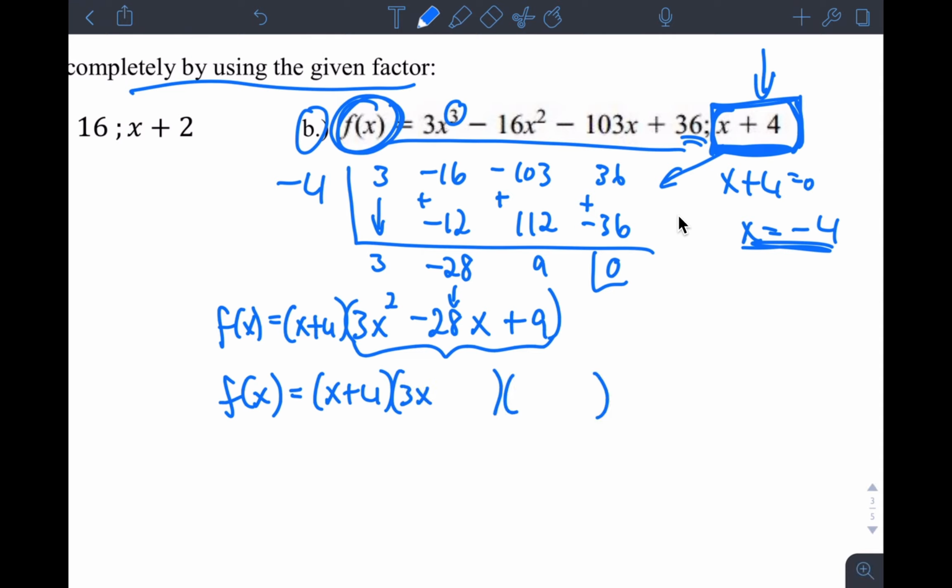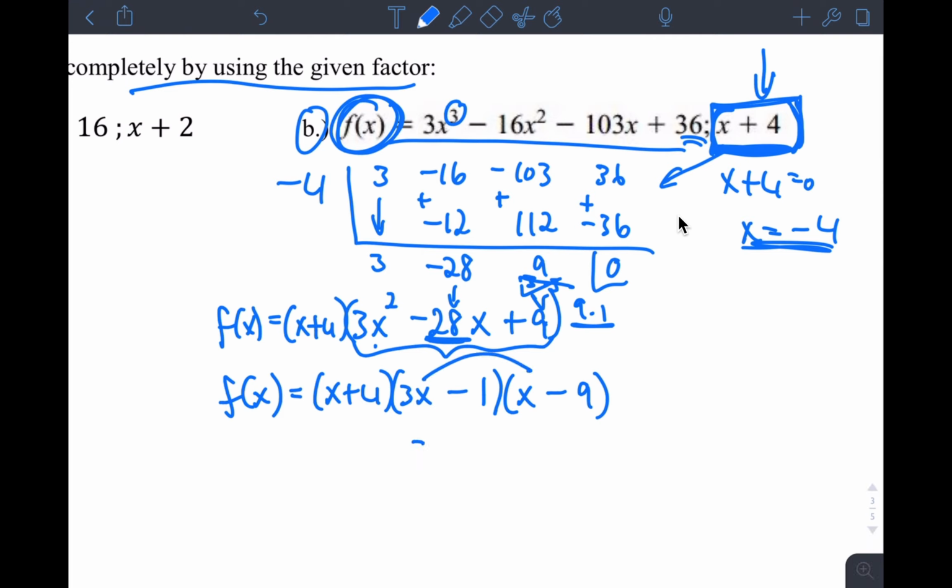So 3x times x would give me 3x squared. And then 9 is 3 and 3. 9 and 1. Factors of 9, 3 and 3. Or 9 and 1. But I can see I have to get -28. So if I do 3 times 3, I get 9 plus 3. That can't work. It must be this. And 3 times 9 is 27. And then if I make both of them negative, if you try and FOIL this, it works.